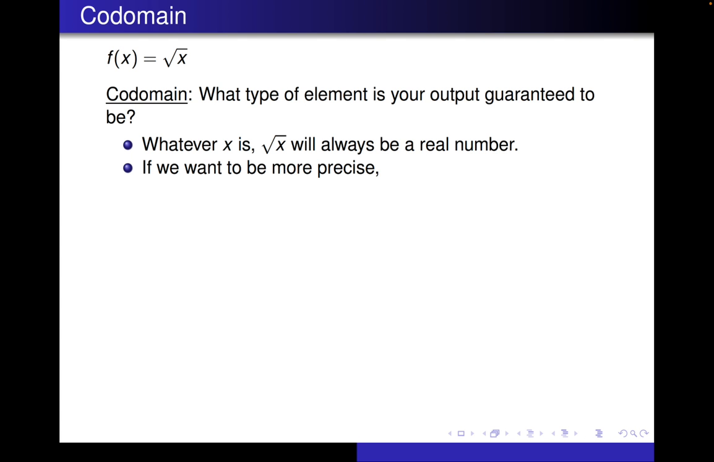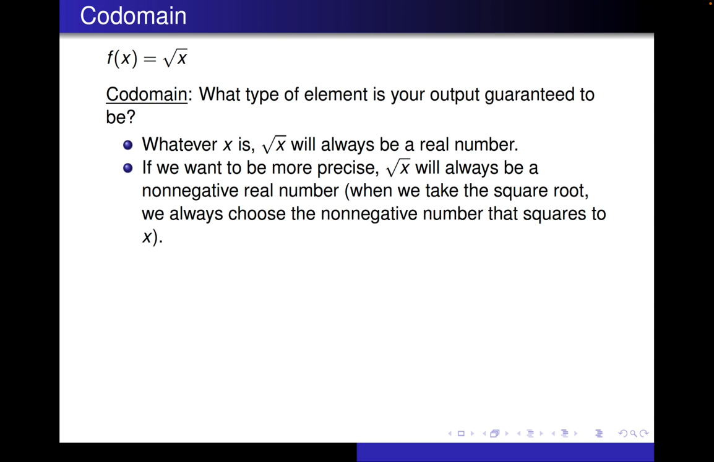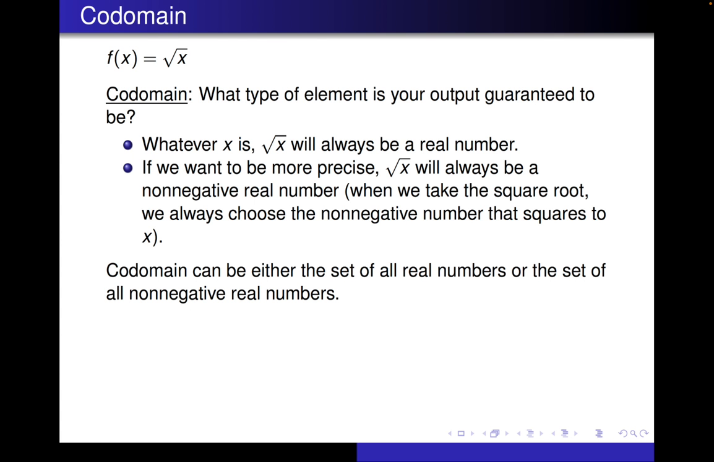Now, if we want, we can be a little bit more precise. The square root of x will actually always be a non-negative real number, and that is because when we take the square root of a number, using the square root function, there are two numbers that square to be x, but we choose the one that is non-negative. And that means either the codomain can be the set of all real numbers if we want to be less precise, or if we want to be more precise, we can say that the codomain is the set of all non-negative real numbers. And of course, other sets are possible too. Those aren't the only two.